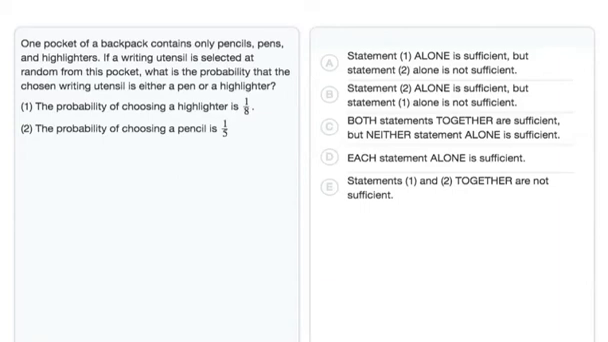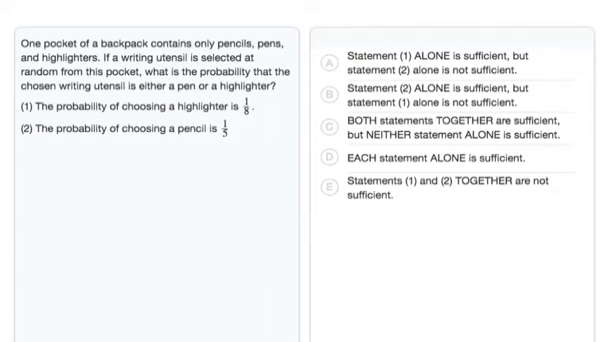To solve this data sufficiency question, we'll consider each statement separately first and then together if needed. Before diving into the statement, let's take a look at the question. We're asked what is the probability that the chosen writing utensil is either a pen or a highlighter.